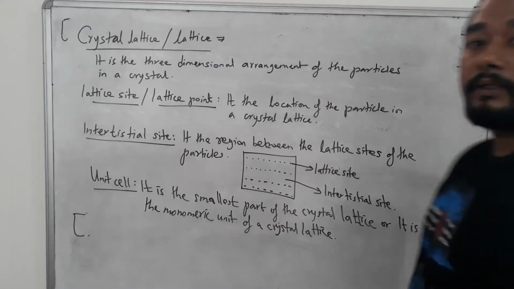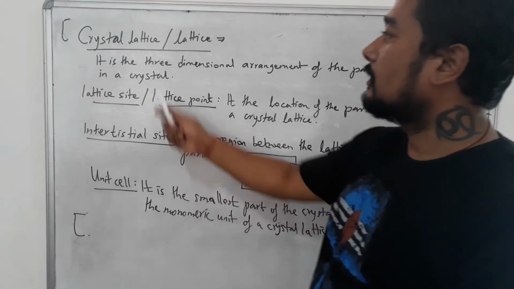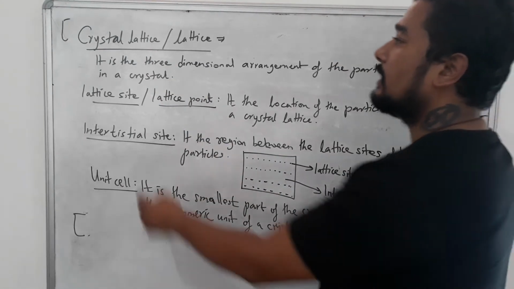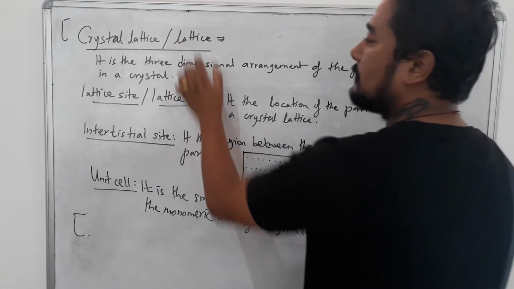So welcome back students. Now in this third part, what we are going to see is the basic terms involved in this chapter called solid state. Okay. So let us see what is crystal lattice first. Crystal lattice and lattice mean the same.